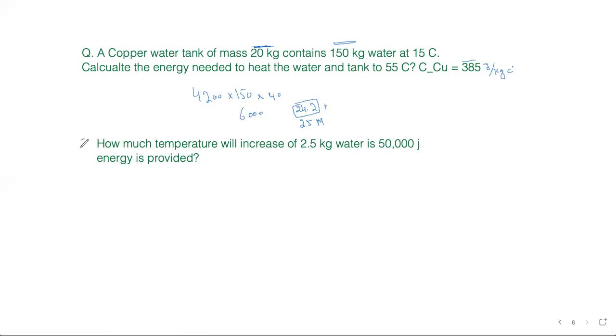Now this is the last question. Because we solved all the questions of the same type, here I make it a little bit different. This time you need to find the increase in temperature: how much will the temperature of 2.5 kilogram of water increase if we are providing 50,000 joules of energy?